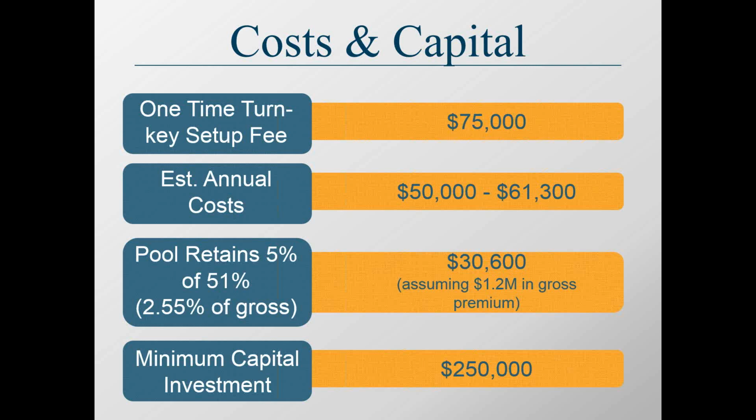And in most jurisdictions, $250,000 is the minimum capital requirement. Some jurisdictions require more, but most of the jurisdictions that we deal with, Montana, Utah, and so forth, they all have that minimum capital requirement of $250,000.